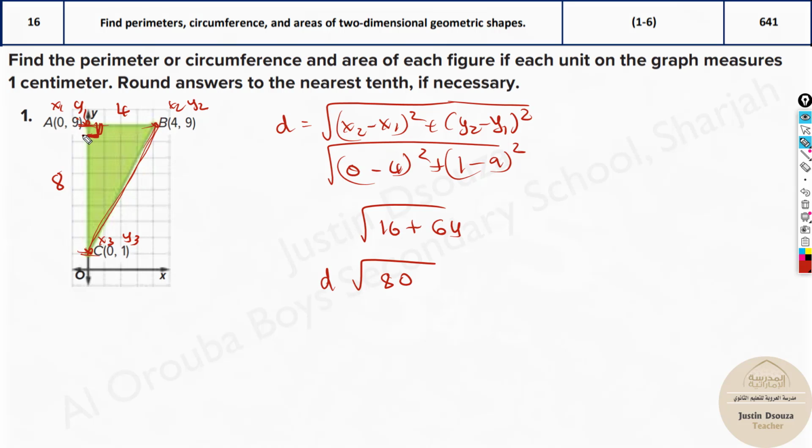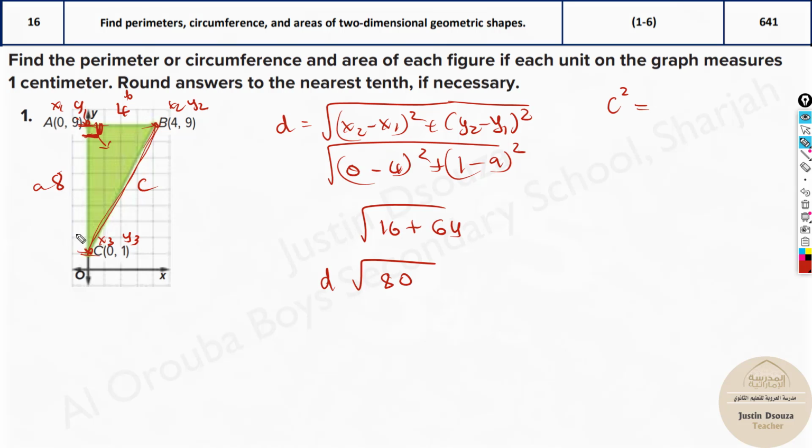Another way to solve is if you know the Pythagoras theorem. Pythagoras theorem: anything that is opposite to the 90 degree angle is the hypotenuse. If I consider this to be C and let me take A and B over here, these two are the two distances. So the hypotenuse is the longest length. Square of that will be the sum of the squares of the other two sides.